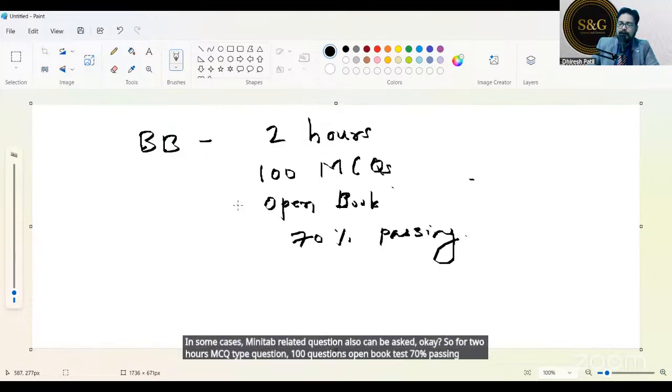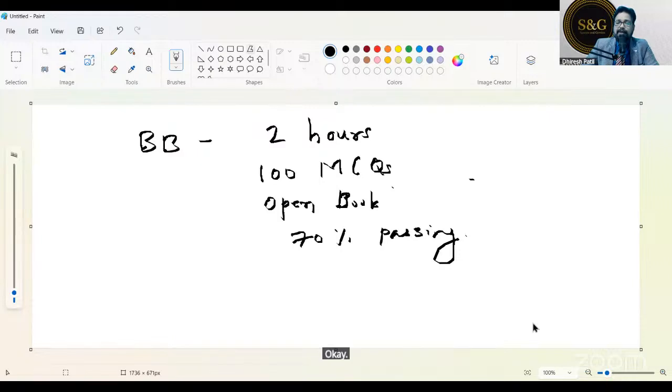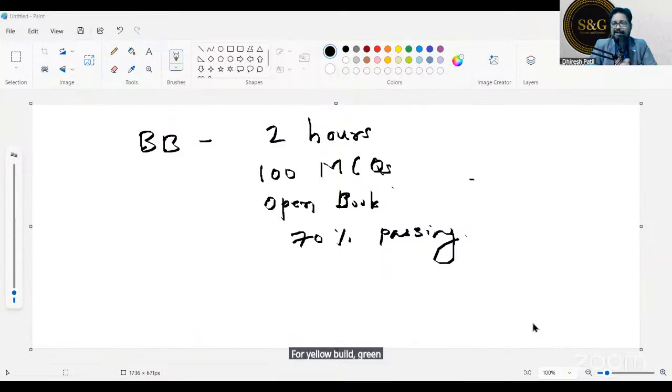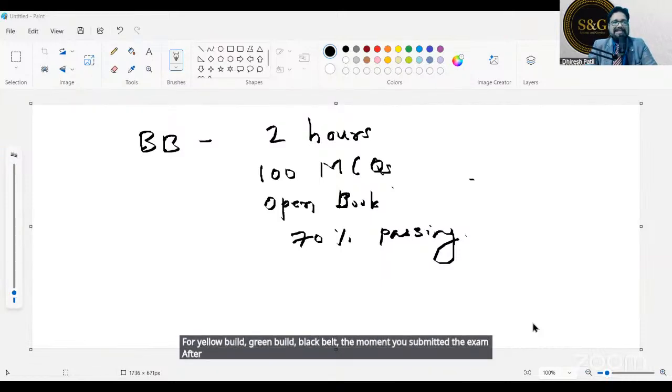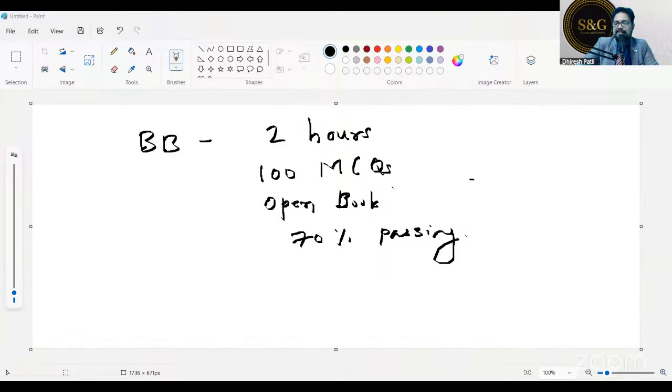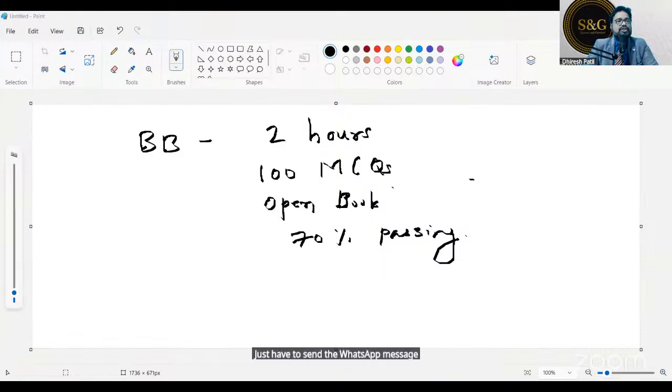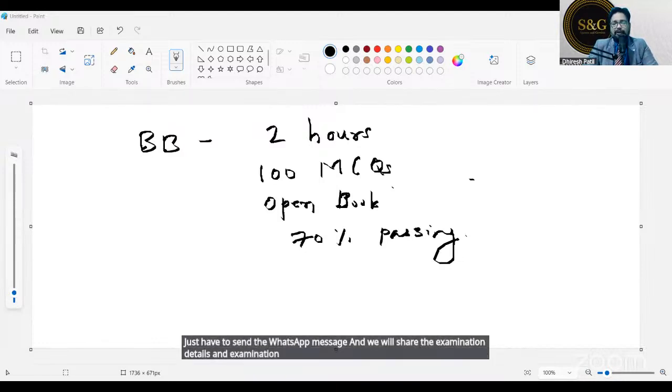That's it, right? So if you are ready for the examination, the result will be within 7 working days, 6 working days. That's the standard norm for yellow belt, green belt, black belt. The moment you submit the exam, you can expect the result within a week's time. The people who are ready for this just have to send a WhatsApp message, and we will share the examination details and examination link on that particular WhatsApp number.